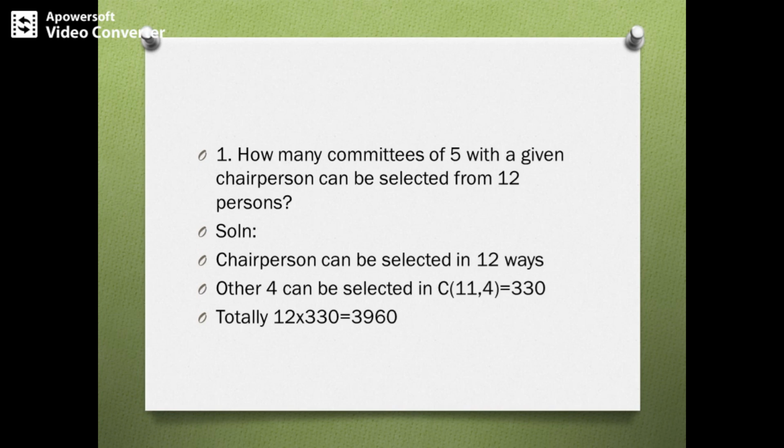And once this chairperson is already selected, from among the remaining 11 persons, we are supposed to form the remaining 4 members of the committee. So the chairperson can be selected in 12 ways, and the remaining 4 out of 11 remaining persons can be chosen in C of 11, 4 ways, which totals 12 into 330, which is 3960.